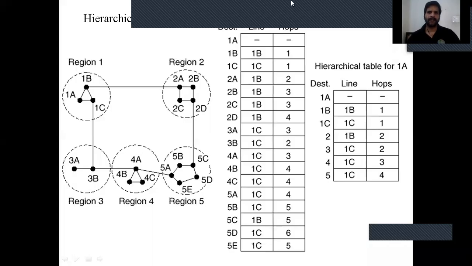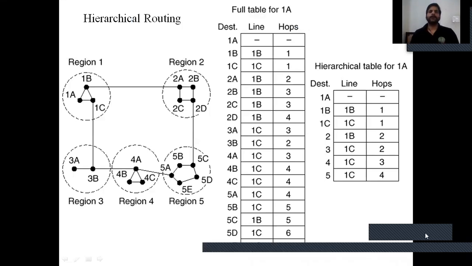Dear students, today in this video lecture, I will discuss routing algorithms. In the previous lecture, we discussed the link state routing algorithm. With the help of the link state routing algorithm, we calculate a new routing table and find the optimum route. Similarly, with the help of the hierarchical routing algorithm, we calculate the new hierarchical routing table and find the optimum distance from one region to another region.